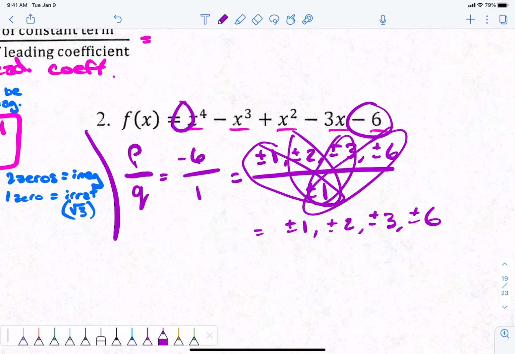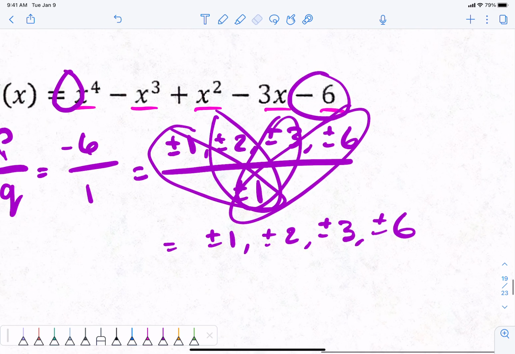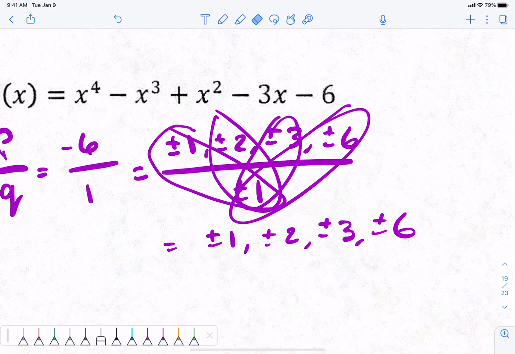How many possible rational ones do we have? 8. We have 8 possible. So let's check to see which ones come out nicely. Would you like to divide and conquer? Everybody takes nice ones.